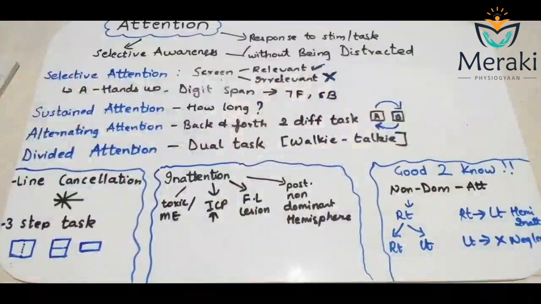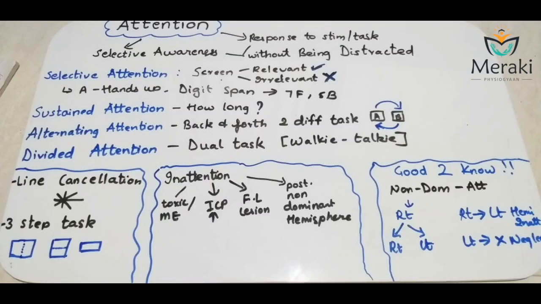So, here we go. Once we have assessed that the patient is conscious and oriented, the next thing we assess is whether they are attentive. So what is attention? For example, you're watching this video, you're hearing my voice, and at the same time you have 10 different background sounds around you, 10 people walking around you, but you're still able to focus on what I am saying. That is your selective awareness and response to stimuli or task without being distracted. That's your attention. There are different types of attention, namely selective, sustained, alternating and divided attention.